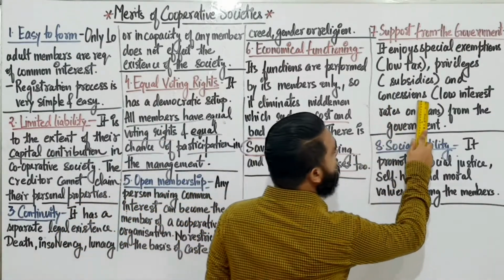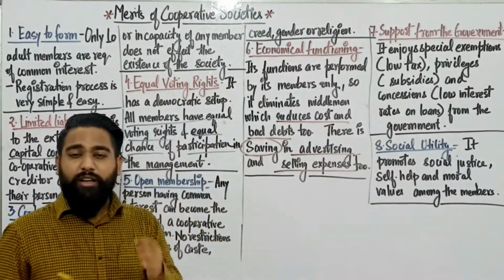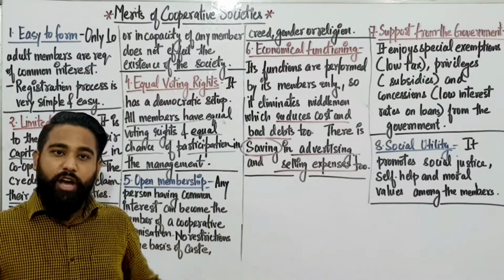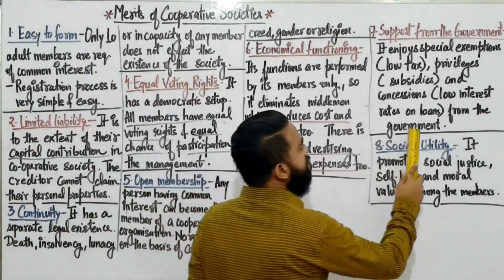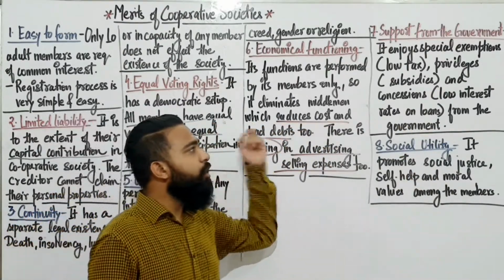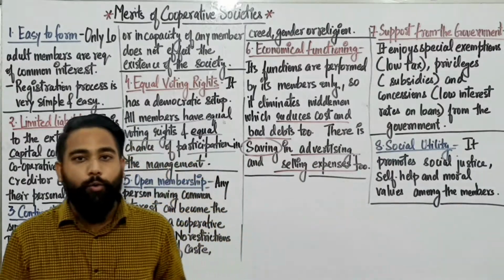And also they have the concessions. They have to give a very low interest rate on the loans which are given by the government. So government helps them with low tax, they give them subsidies, and they give a low interest rate on loans.